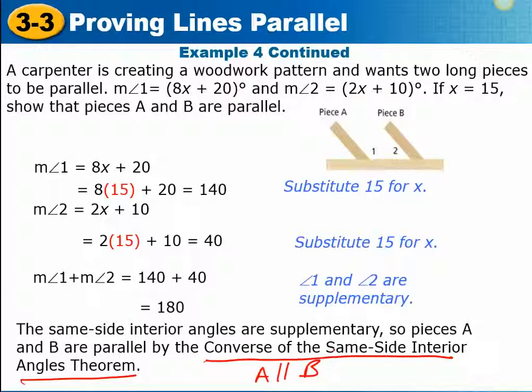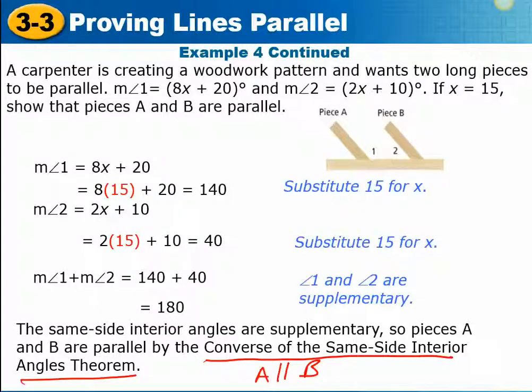And remember that you are going to be showing that lines are parallel, if you can, by one of the converses of the theorems that you learned about in section 2.